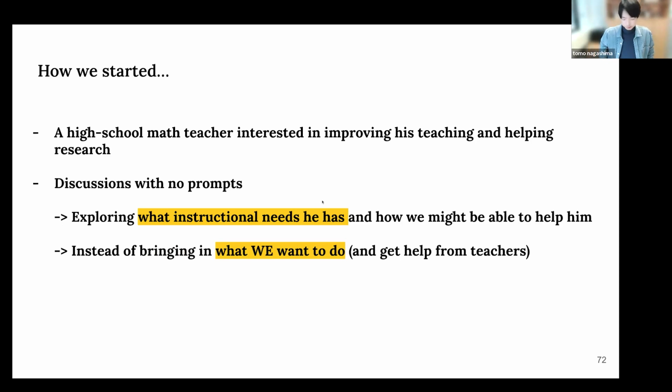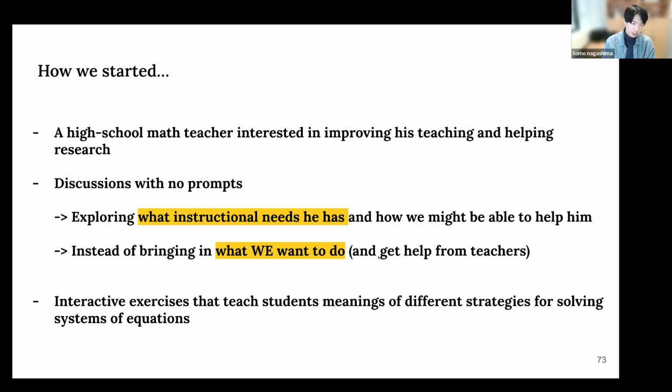So this is different from what I said before, which is oftentimes the methods that researchers use, to bring in the research question that we have and ask for feedback. In this project, instead, we had no research question, nothing that we prepared before.